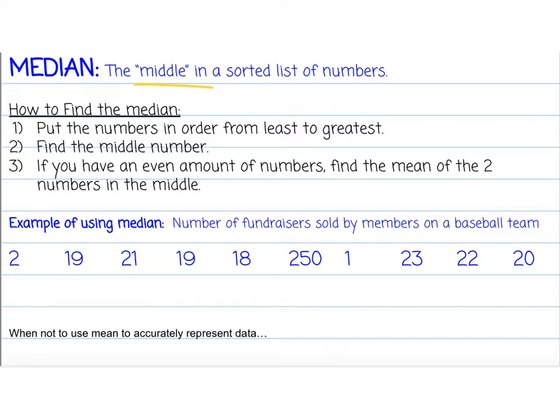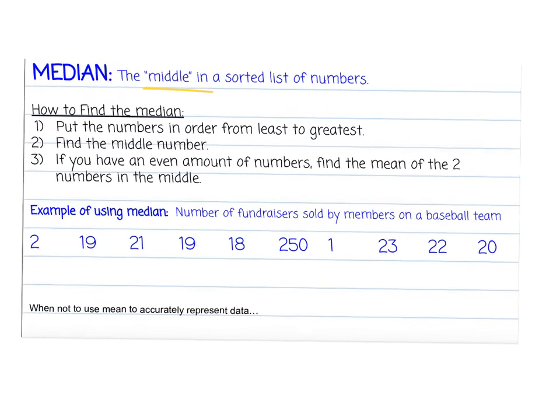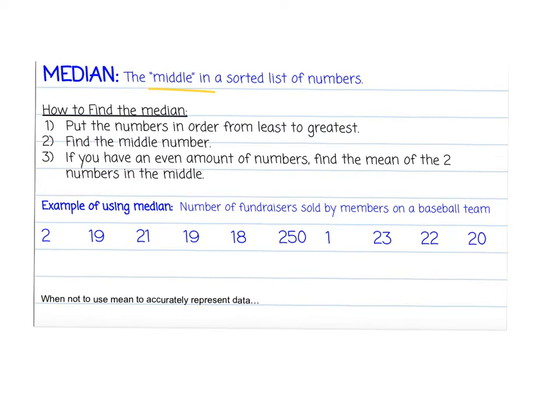So I'm going to do this right now. I don't want to forget a number there, that 2. I'm going to order these least to greatest. So I see a 1, I might cross them off as I go so I don't forget any, and a 2, and then my next least would be 18, and then I see 2 19s, and a 20, a 21, 22, 23, and a 250.